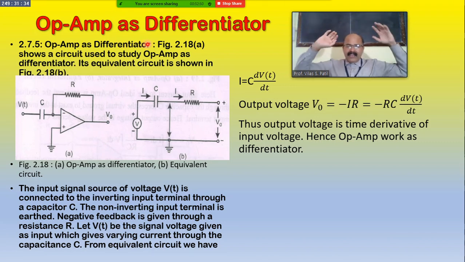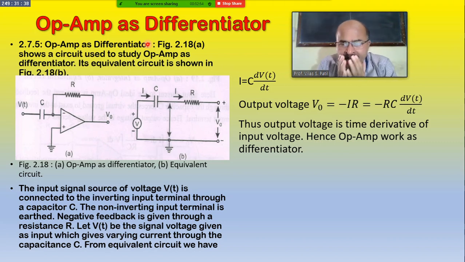And differentiator is the network of an op amp which is used to perform the derivative. Following figure shows the circuit used to study op amp as differentiator. Its equivalent circuit is shown nearer to diagram B.